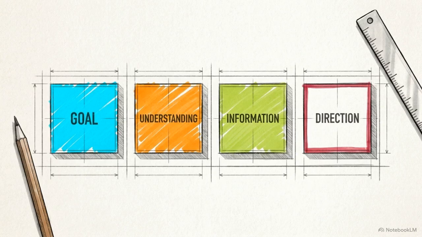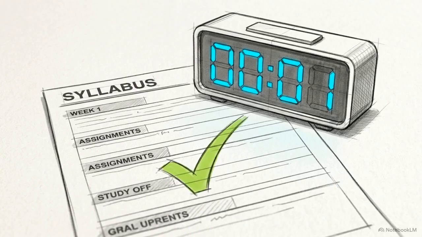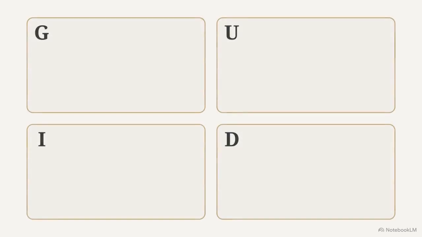By anchoring your request in these 4 specific categories, you reduce the ambiguity that leads to errors. This approach helps align the initial output with your exact requirements, which cuts down on the time spent fixing manual mistakes. Let's break down the acronym.